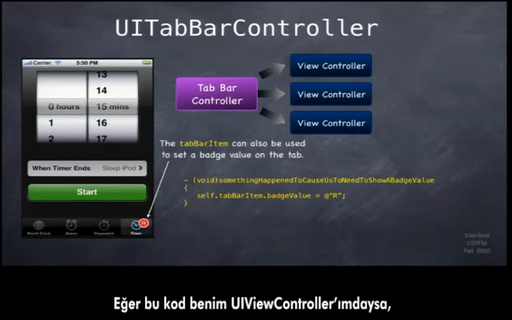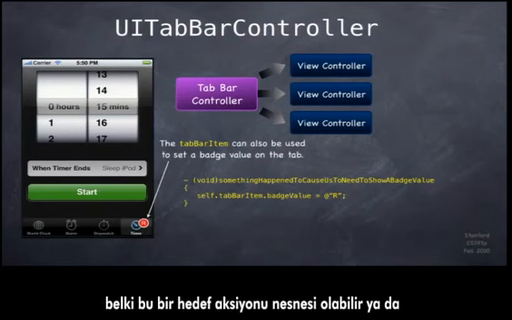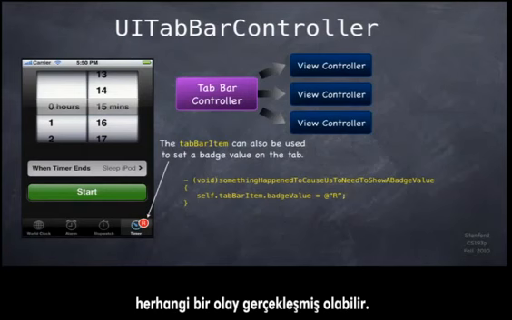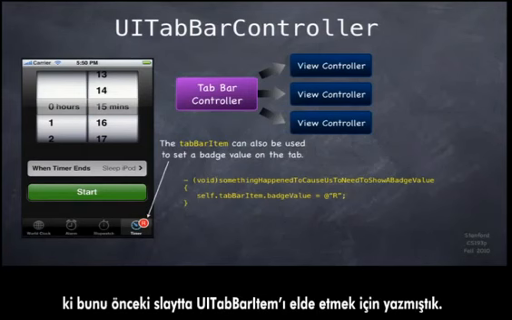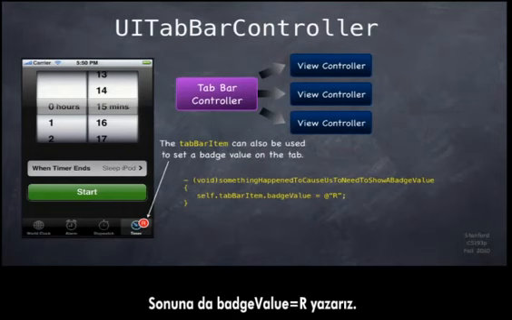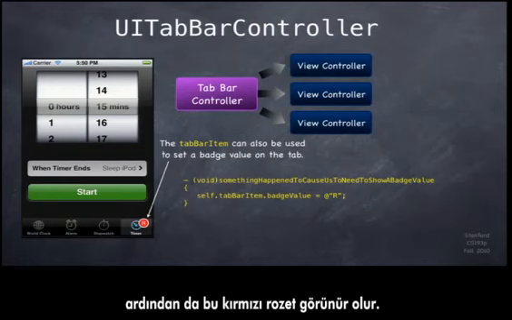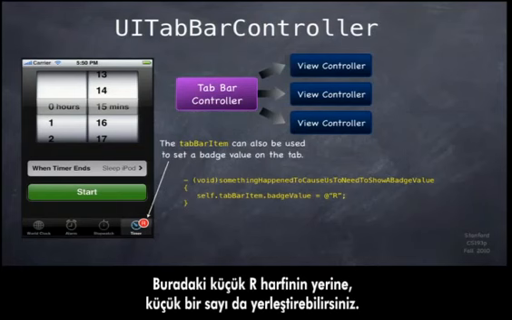So if this code is in my UI view controller, maybe it's a target action thing or something else happened to cause me to want to show that badge, then I would just say self.tabBarItem, which gets me the UI tab bar item that I set on the previous slide, .badgeValue equals R. And that's going to call the setter for that, and that's going to cause this red thing to appear. This one with the letter R on it, you could put a little number in there.